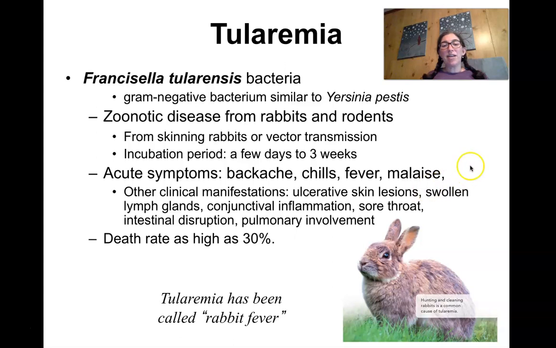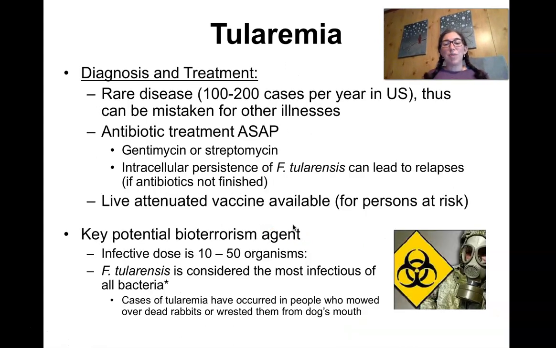It can cause aches and chills and malaise, but it actually is pretty deadly. The death rate is as high as 30% because it can spread, infect the lymph, and infect the pulmonary system. So it can spread more systemically, which is why it has such a high death rate. It's really rare, only 100, 200 cases per year in the US.